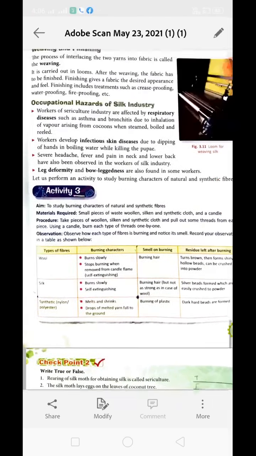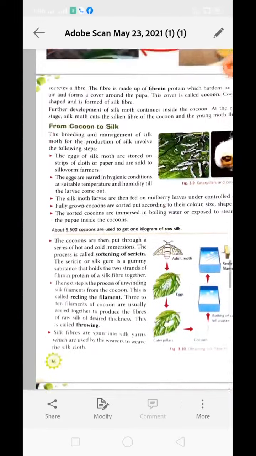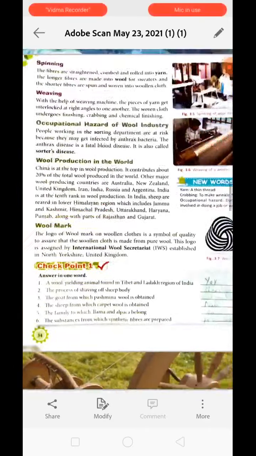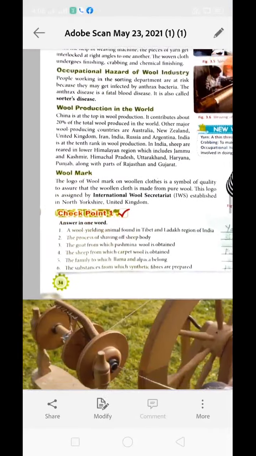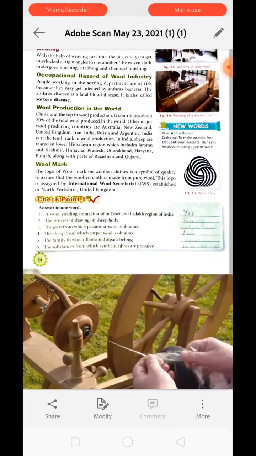Now we are going to discuss the question answers related to the chapter. Okay class, because all the discussion has already been over, so move on to checkpoint 1. First question of checkpoint 1, answer in one word. The wool yielding animal found in Tibet and Ladakh region in India: Yak. Okay. Second, the process of shaving of sheep body is known as shearing.